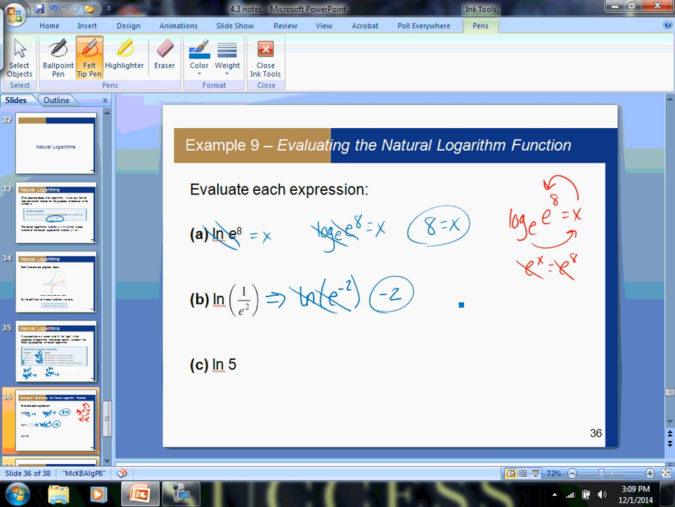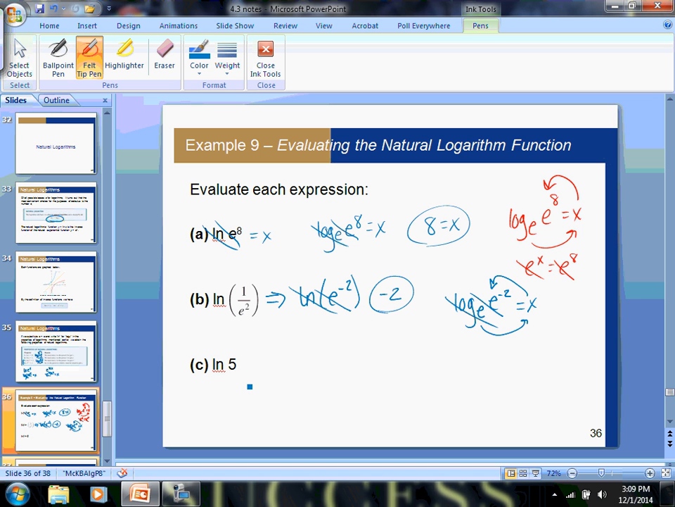Or you could think of it as log base e of e to the negative 2, and they cancel, and you get the negative 2. Or you could think of it like the little circle method where you set it equal to x, and e to the x equals e to the negative 2. And the e in the bases cancel, so x is negative 2.